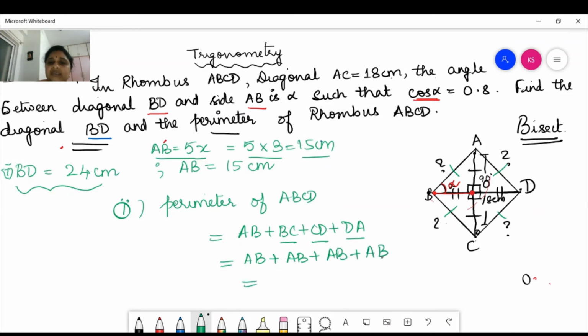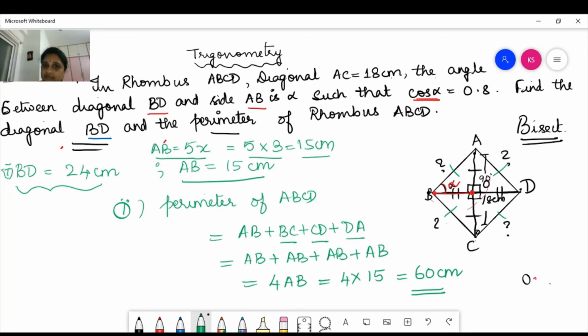Okay, so repeated addition is multiplication. So instead, I can multiply AB by 4 instead of adding it 4 times to itself. Am I right? So this is nothing but 4 into, you know the measure of AB to be 15. So you substitute that here, and then you get 60 centimeters. So the perimeter of this figure is 60 centimeters.